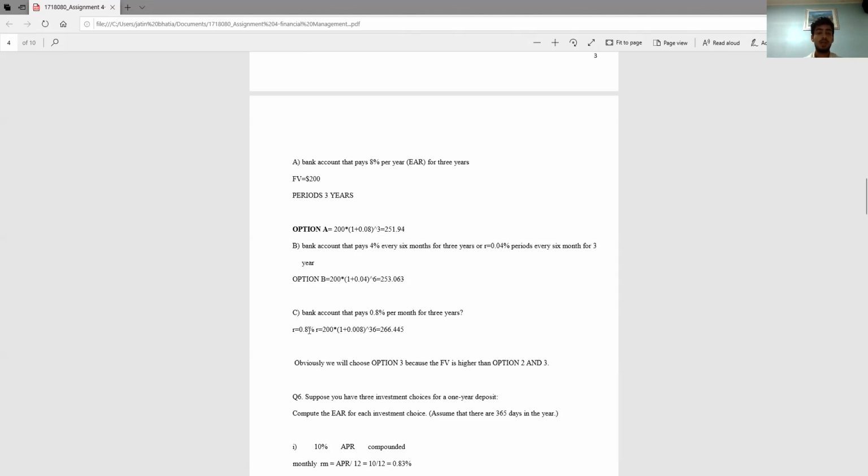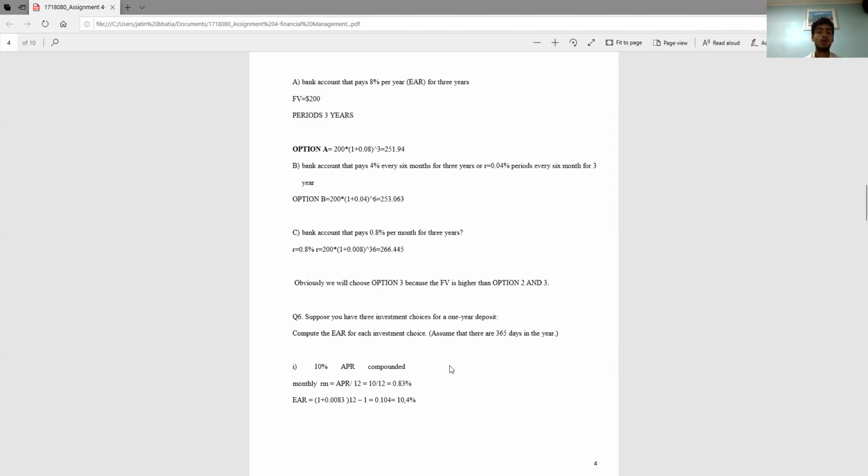which gives 253.063. And option 3 is a bank account paying 0.8% per month for 3 years. 0.8% is the interest. It is 200 times 1 plus 0.008 to the power 36, which is 266.445. Obviously we choose option 3 because its future value is higher than option 2 and option 1.